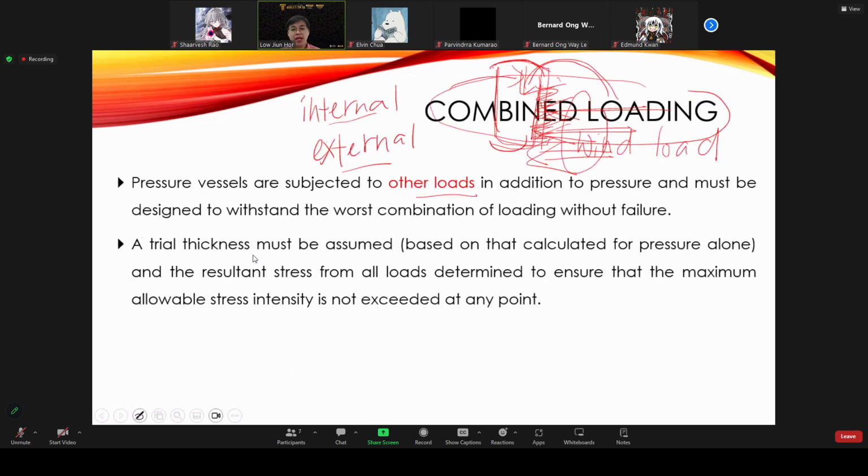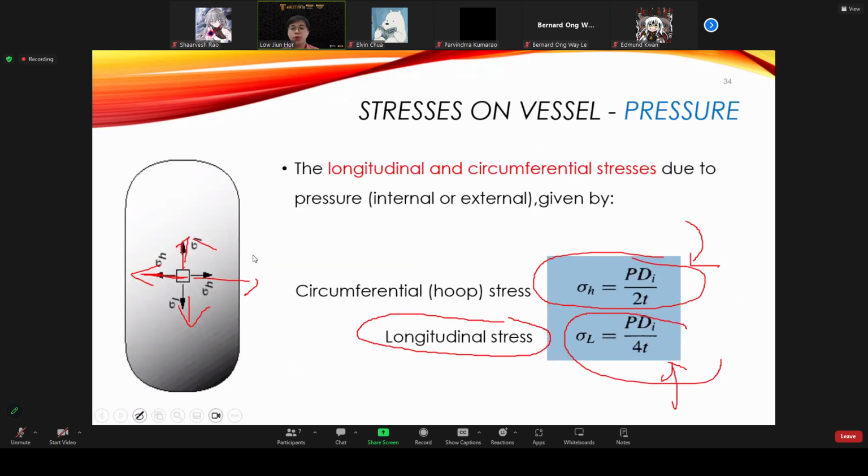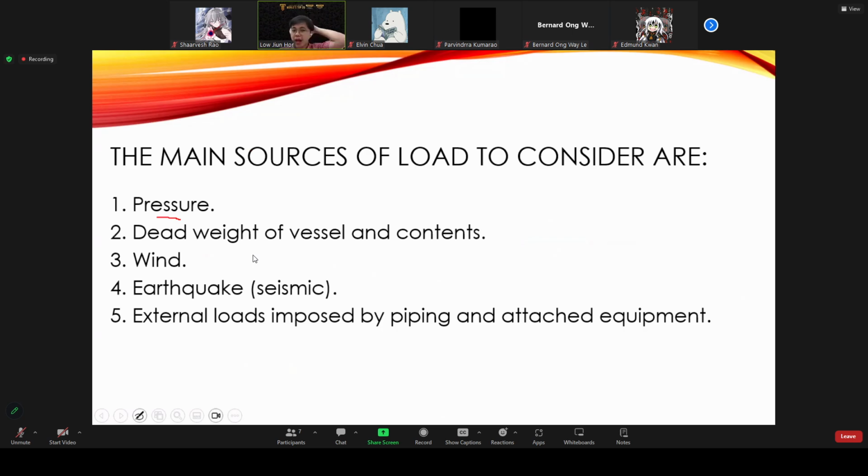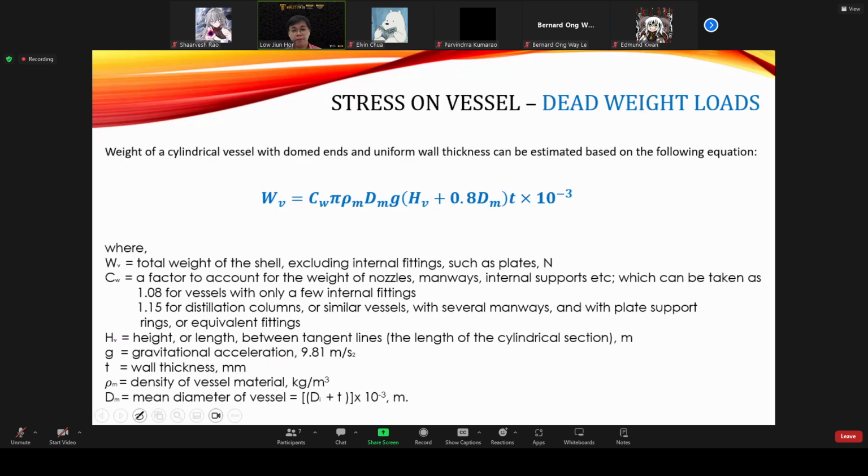So beside that, here are all the stresses that we need to try to consider in the pressure vessel. Beside that, if now you want to estimate the weight of the pressure vessel, then we can try to calculate or estimate based on the equation of that weight. What is the equation that we can use to calculate the dead weight? This one, the equation here.